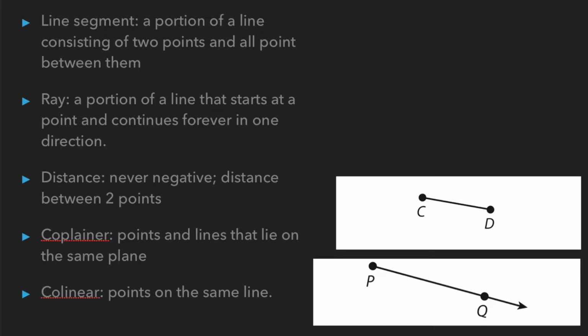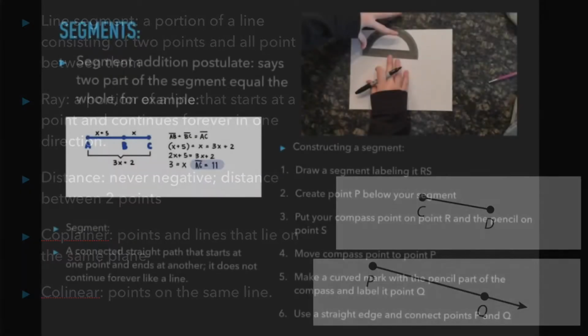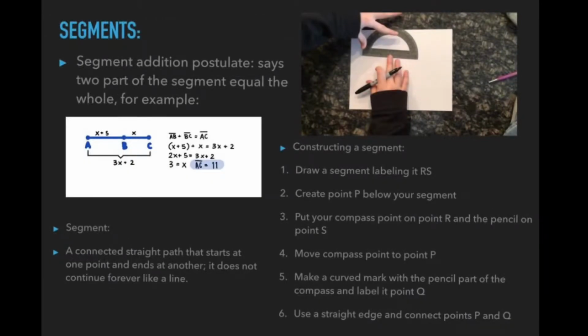Coplanar is when points and lines are on the same plane, and collinear is when 2 points lie on the same line. A segment is a connected straight path that starts at one point and ends at another. It does not continue forever like a line.